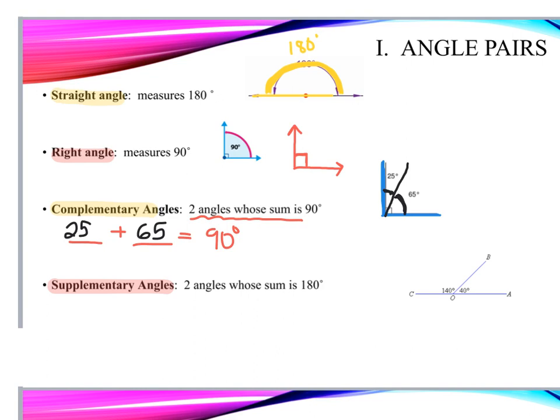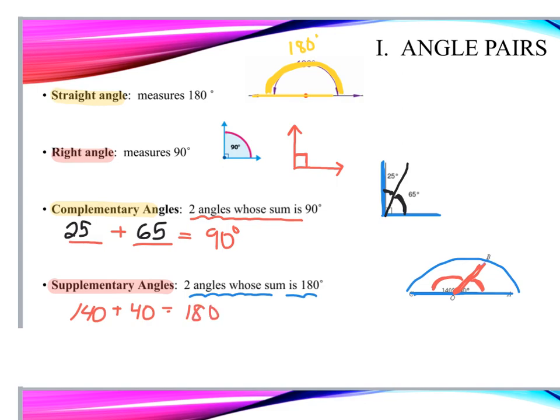Okay, take a look at the next picture. Supplementary angles, two angles whose total sum is 180. Okay, once again, I see that straight line, straight angle. So I'm basically taking that straight angle of 180 and I'm splitting that into two sections there. I have 140 on this side and 40 on the other side. 140 plus 40, total 180.